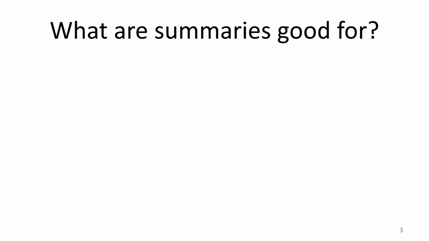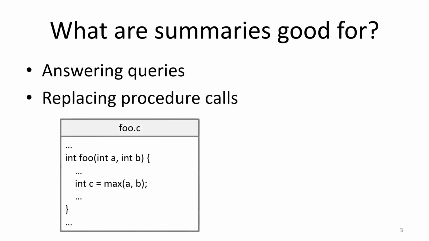It's natural to ask why procedure summaries are useful, or how they can be used. The first way that they can be used is to answer queries about the procedure's behavior, such as whether a particular assertion in the code always holds. The second way that they can be used is as a replacement for a call to the summarized procedure.